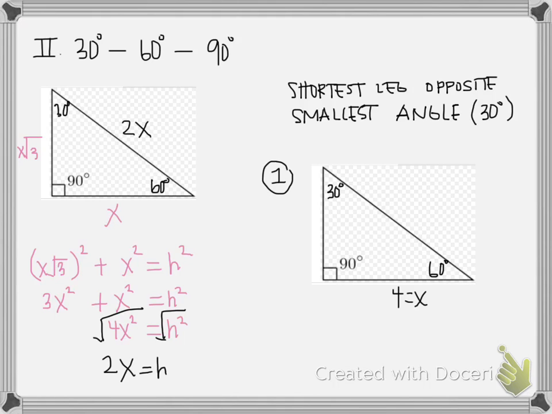So I can find my leg opposite of my 60. That is going to be x times square root of 3. So that's going to be 4 square root of 3. And then my hypotenuse is going to be 2 times my x. So 2 times 4, which is going to be 8.